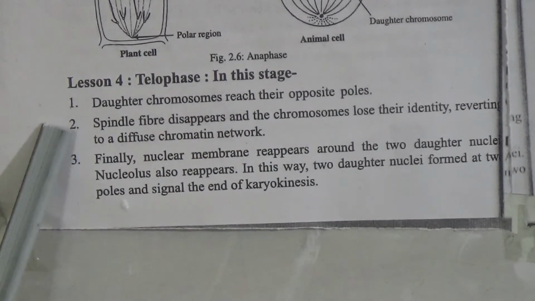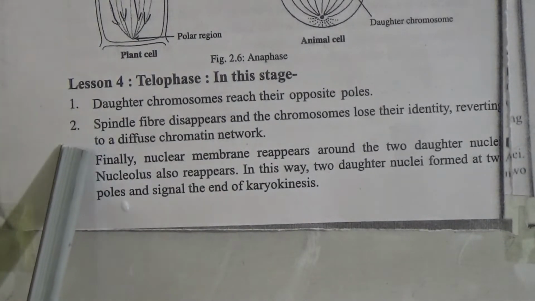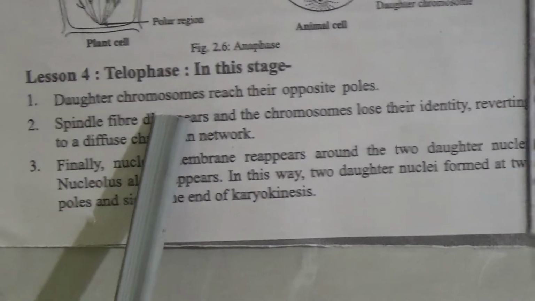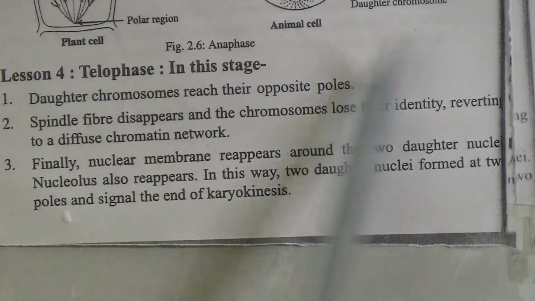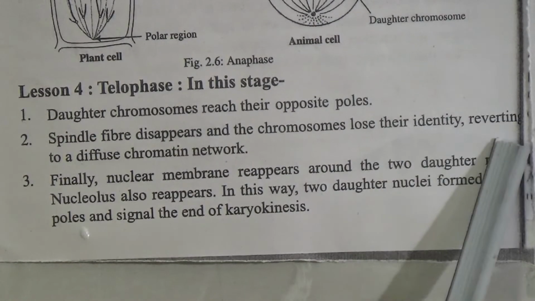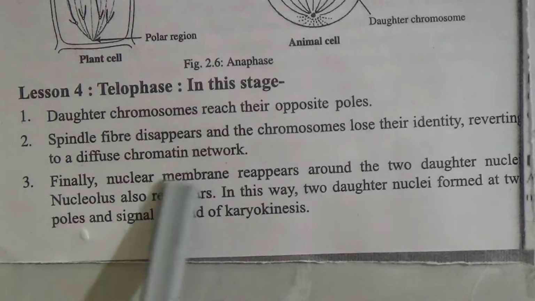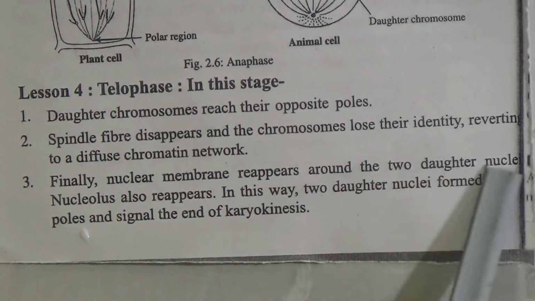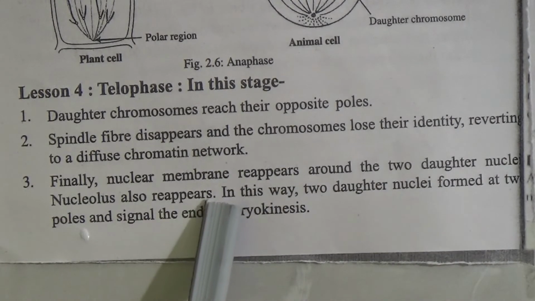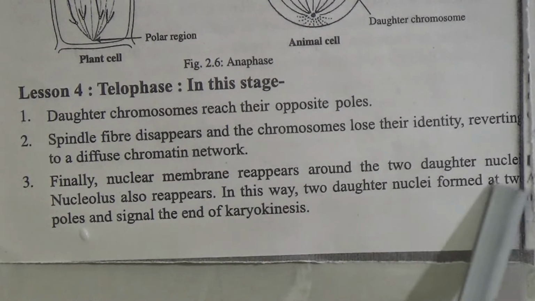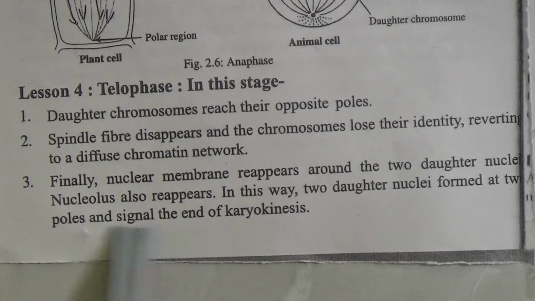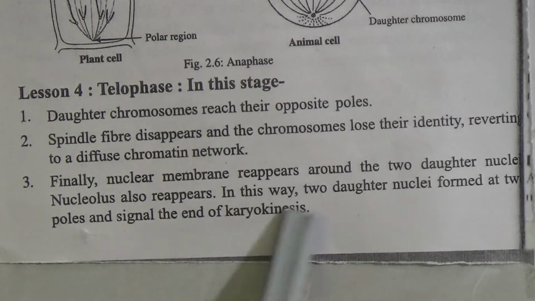Okay, now come to the next stage, telophase, and this is the last stage of this cell division. Number 1, daughter chromosomes reach their opposite poles. See, daughter chromosomes reach their opposite poles. Number 2, spindle fiber disappears and the chromosomes lose their identity, reverting to a diffuse chromatin network. And number 3, finally the nuclear membrane repairs around the two daughter nuclei, and the nucleolus also reappears. Okay, then in this way two daughter nuclei form at two poles and signal the end of the karyokinesis process.